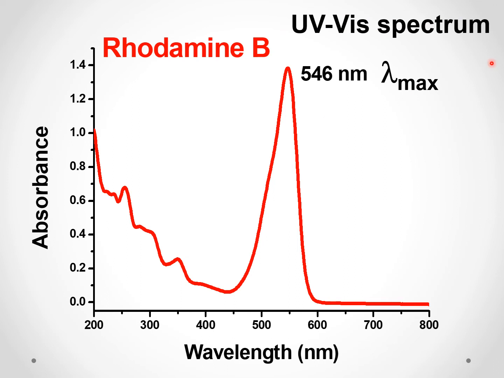Now this is a sample graph, a UV visible spectrum for a compound rhodamine B. Okay. Now in the y-axis we have absorbance. I will explain that a little later. In the x-axis you have wavelength in nanometers. So you start from 200 up to 800.